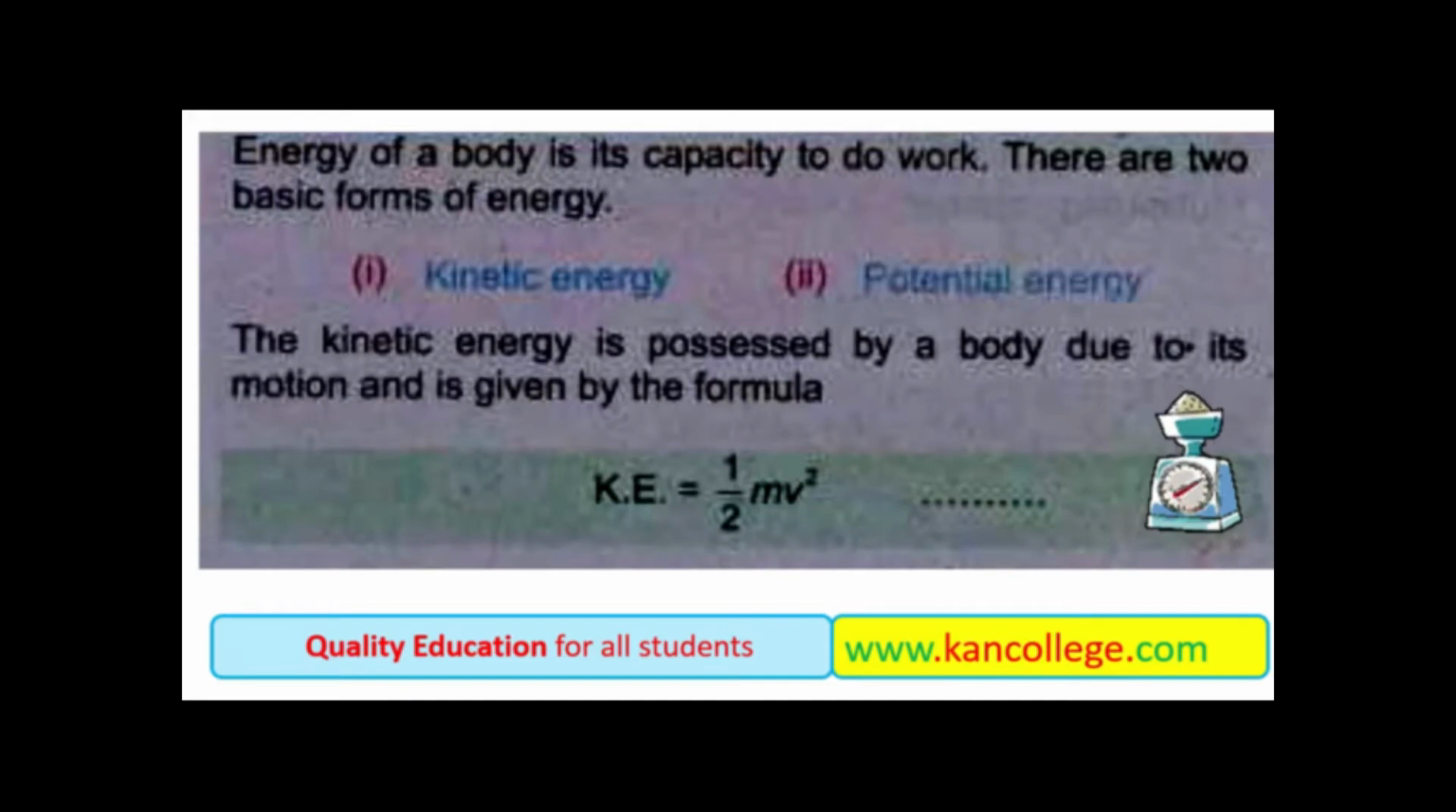There are two basic forms of energy: kinetic energy and potential energy. The kinetic energy is possessed by a body due to its motion and is given by the formula half mv square. So kinetic energy depends upon the mass and speed of the body.